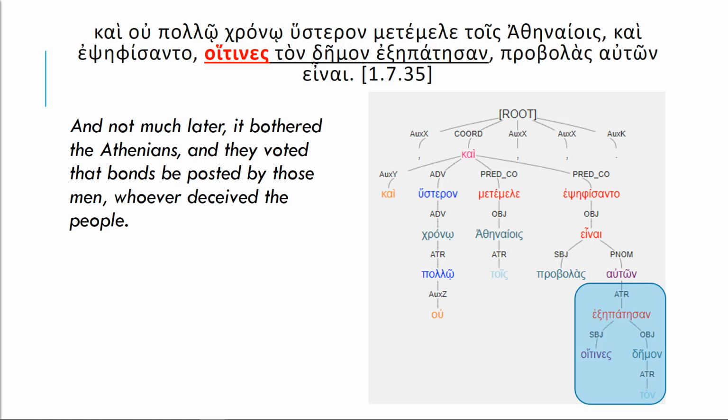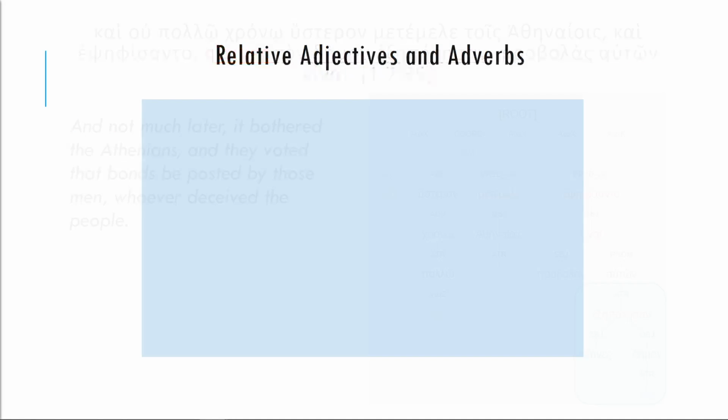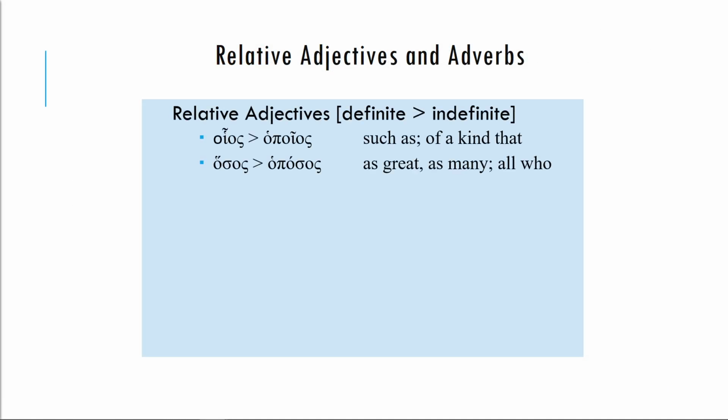So it's acting like a regular attribute. It's explaining the men. It's explaining the auton. So it's nominative plural. It's the subject of the verb of the relative clause, whoever deceived the people. So it's labeled as subject and it's in the nominative. And that's the difference between these men who deceive the people and anyone who deceives the people. So that's indefinite.